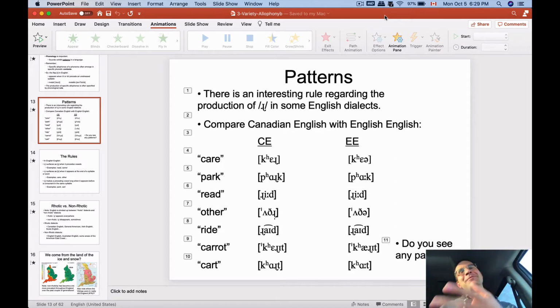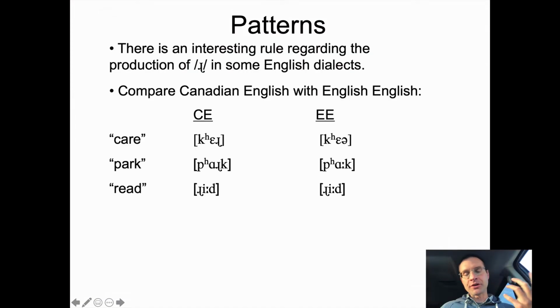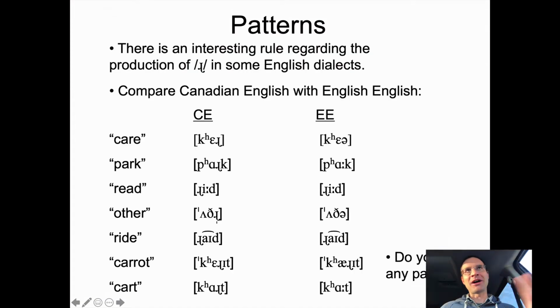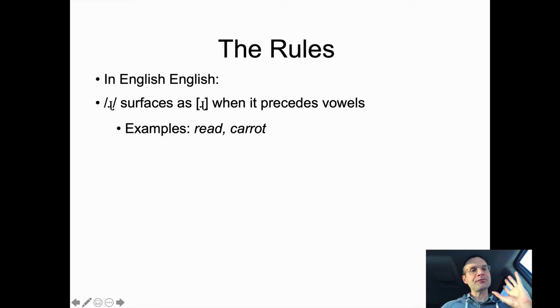So English English and Boston English do the same thing with respect to R, and maybe you figured out the pattern by now, maybe you haven't, but I'll walk you through the rules. So where does R appear, where does it go away? In Boston English and English English, you wouldn't say it in park. What would happen instead is that the phoneme R is only going to surface as R when it precedes vowels, like in read or carrot.